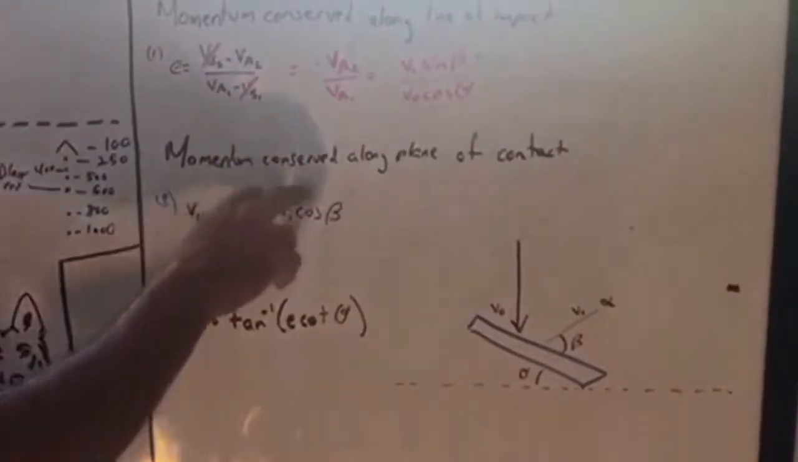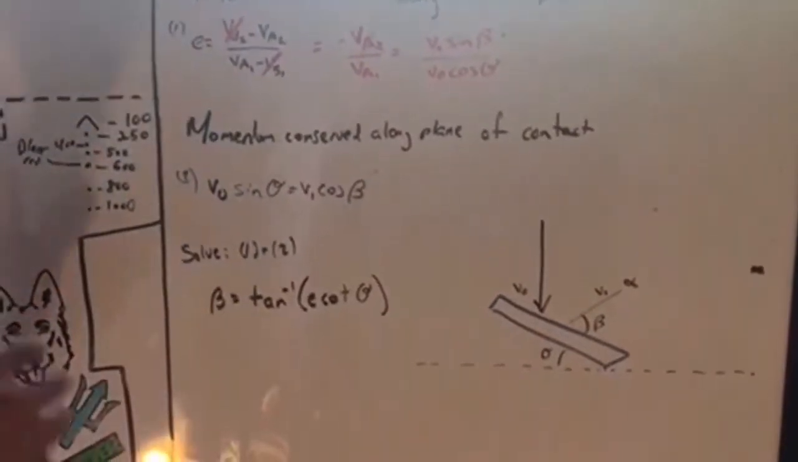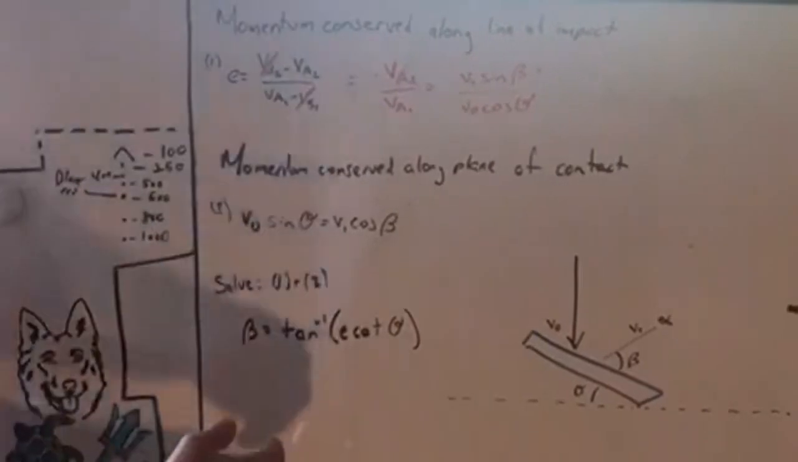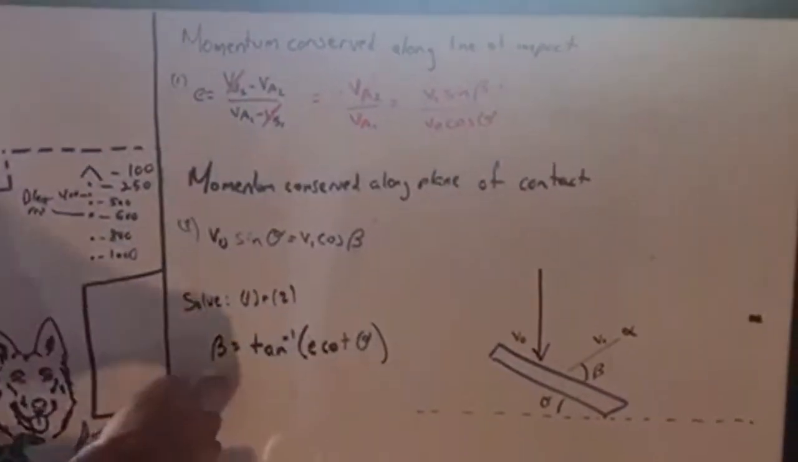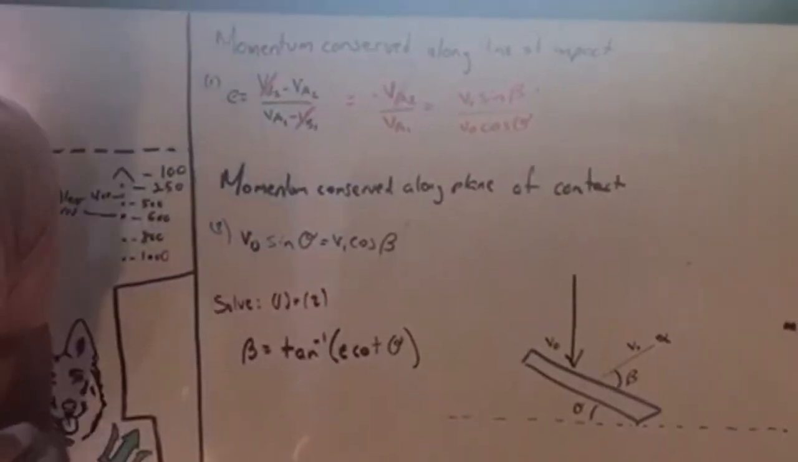We also know that momentum is conserved along the plane of contact. So V0 sine theta will equal V1 cosine beta. Plugging one equation into the other, we get a result for the angle of bounce, which will be beta equals tan inverse of e times cotangent theta.